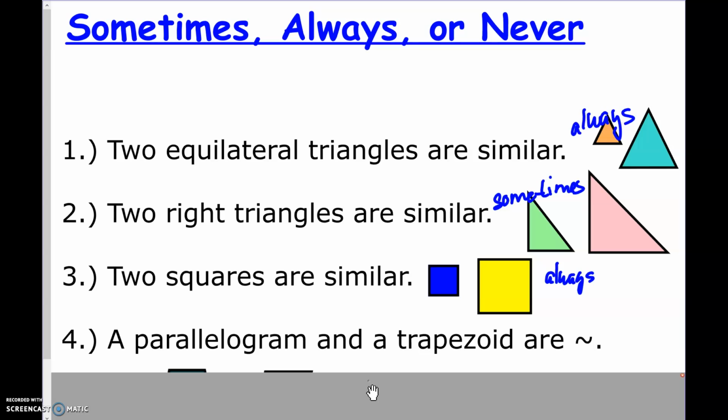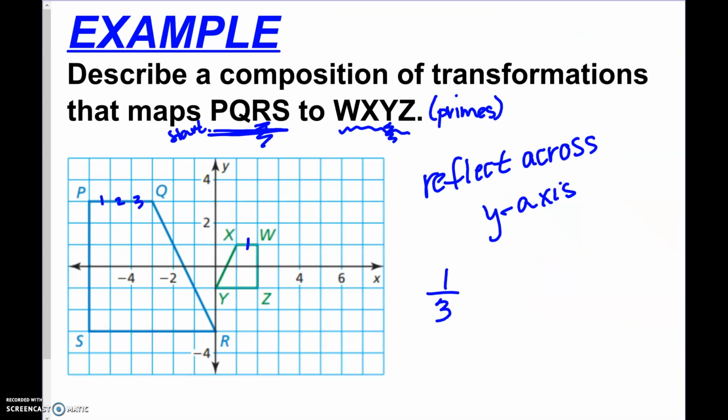And what about a parallelogram and a trapezoid? Will you ever have all of the sides in the same ratio and the corresponding angles congruent? And the answer is never.